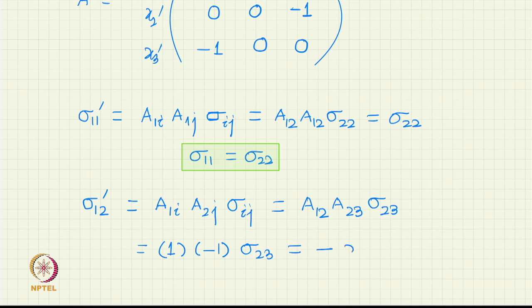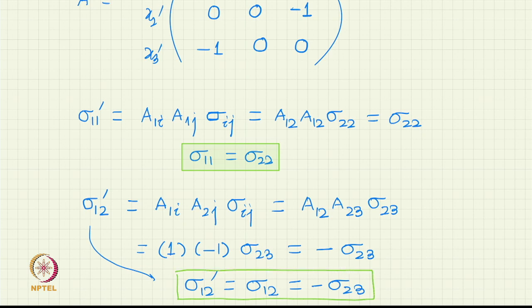So the net effect is that this is equal to minus sigma 2 3. And by Neumann's principle, sigma 1 2 prime is equal to sigma 1 2, which is equal to minus sigma 2 3. Now this is an interesting result from the second three-fold axis. From the second three-fold axis, we are showing that sigma 1 2 is equal to minus sigma 2 3.